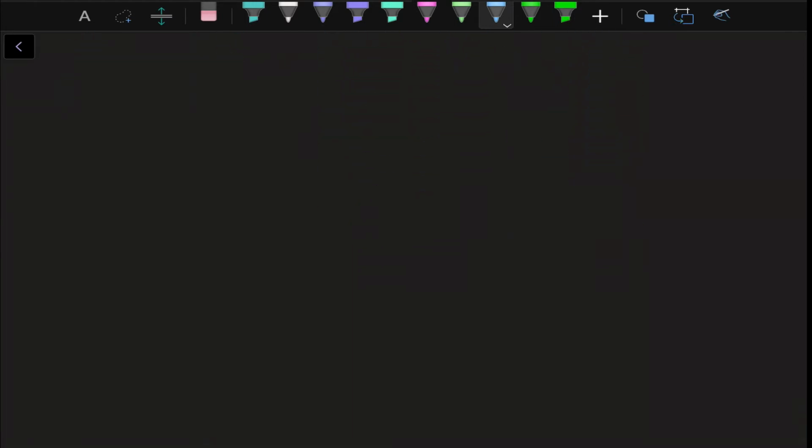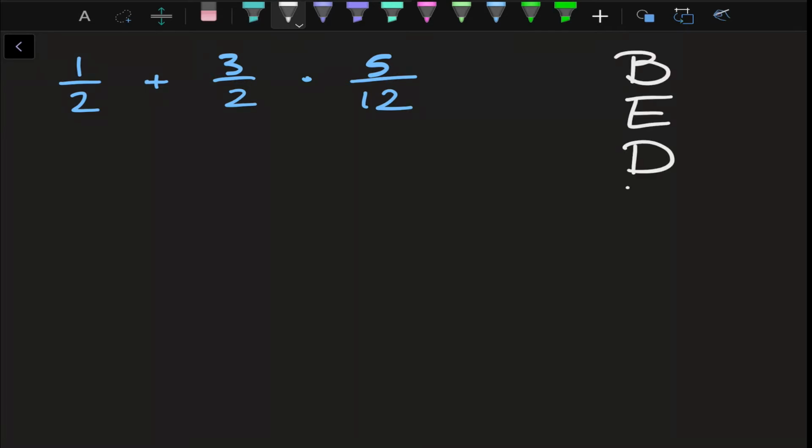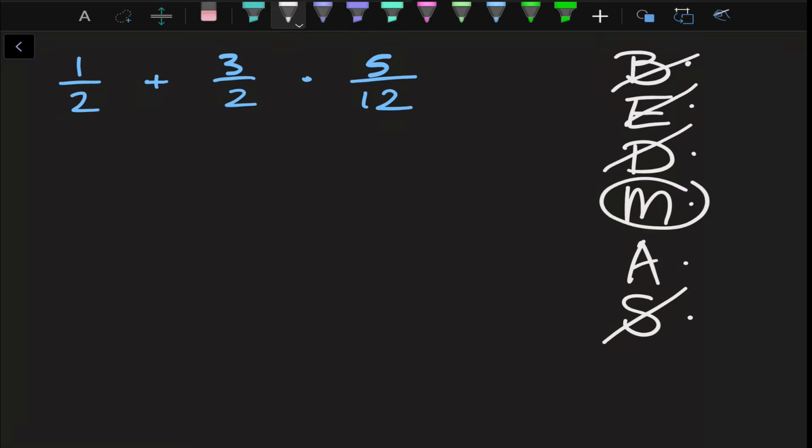One last example before we hop onto division is 1 over 2 plus 3 over 2 times 5 over 12. Now, big things to remember here. We have multiple things happening, so we need to remember precedence. Precedence is BEDMAS: brackets, exponents, division, multiplication, addition, subtraction. So, we have multiplication and addition. Which comes first? The multiplication. So we're going to take a look at this stuff first.